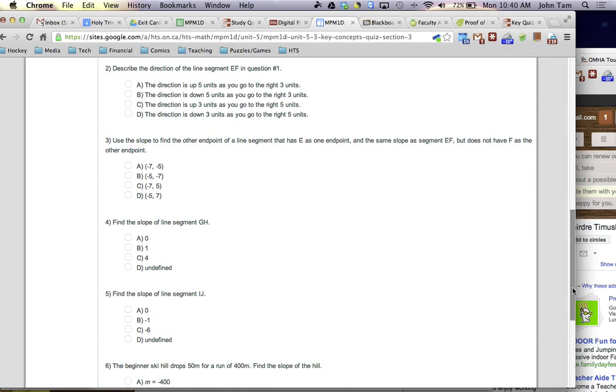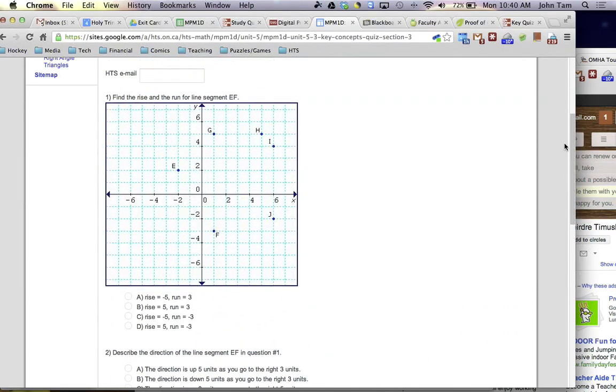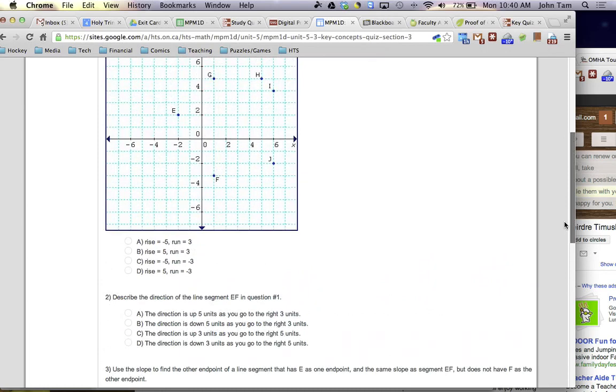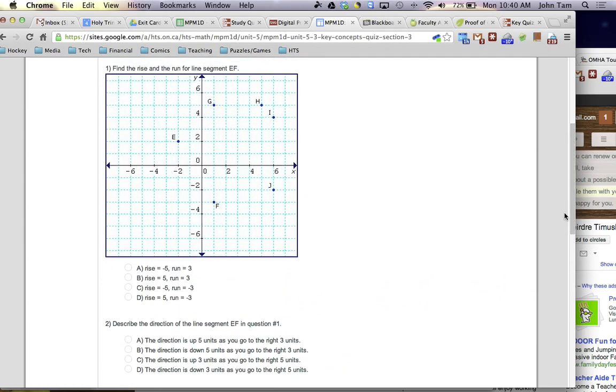The other one, G to H, the rise was 0. So the rise was on the numerator. 0 divided by anything, except 0, is going to give us 0. So when we went from G to H, basically it's a horizontal line. It's a flat slope, which means the slope is 0.